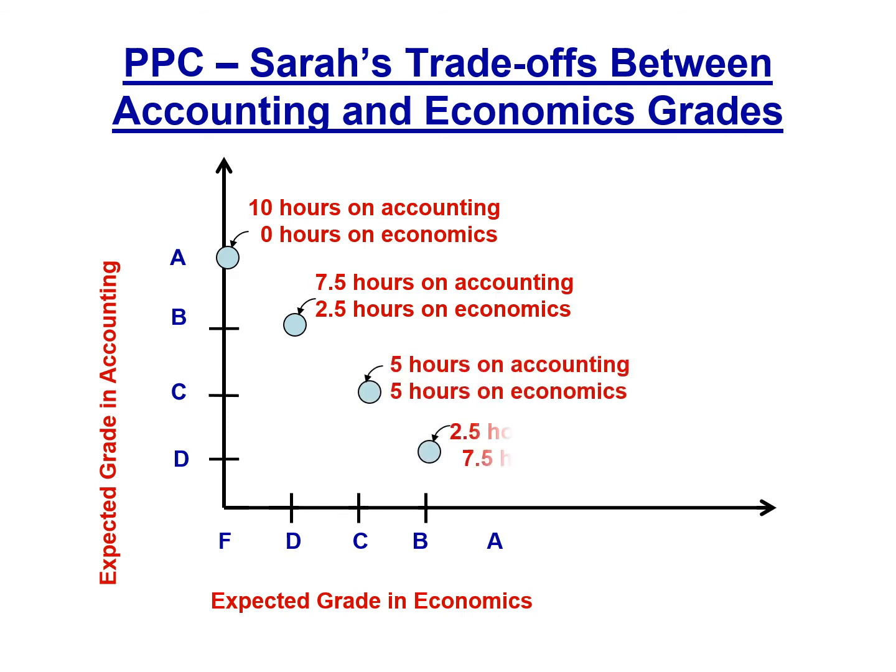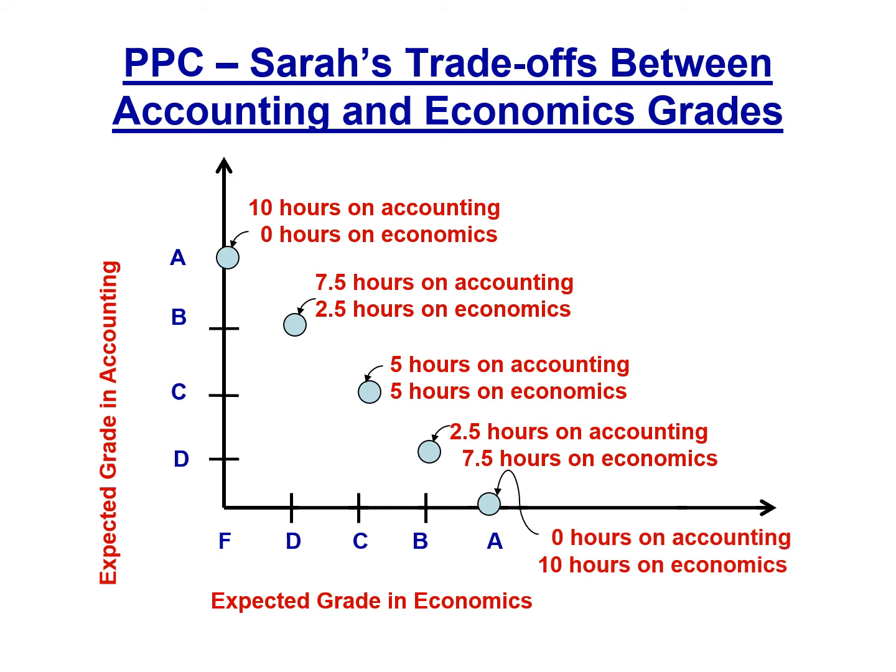I think you can understand that we can therefore construct a production possibility frontier based on Sarah's choice of allocating her 10 hours of study. She could choose the other extreme and study just economics, no accounting, and she would receive an A for econ and an F for accounting. So we've now constructed Sarah's production possibility frontier.